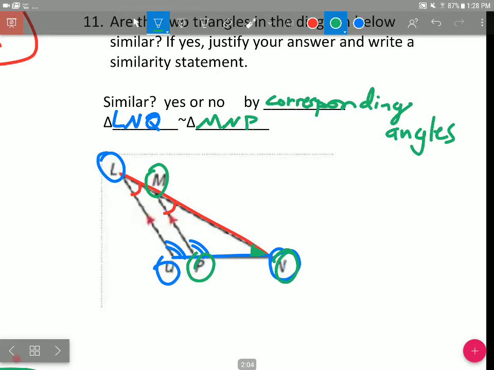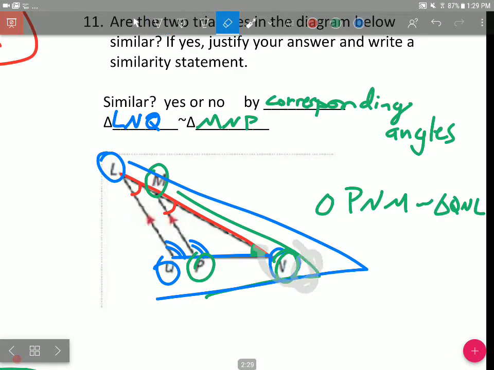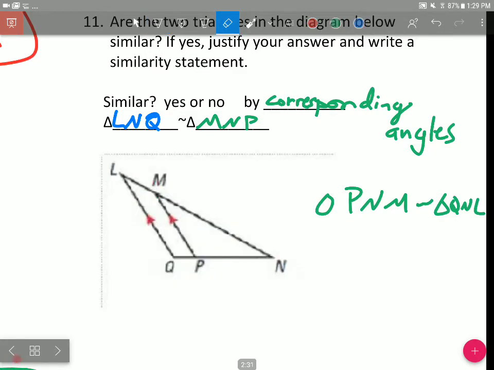So if I did P and M for one of them, I could do similar to Q and L. Basically, all I did was P to N to Q to M, and then Q to N to L. So again, there's a couple ways to do it, but you have to keep them in order. All right? Anyways, let's keep going.